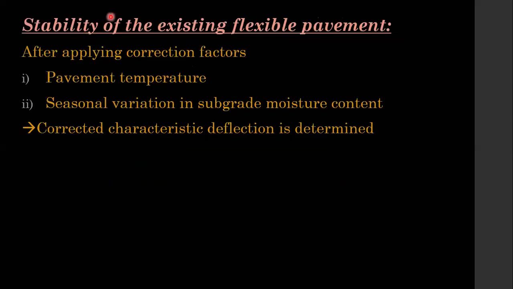How are you going to do it? This is the simple procedure. First, you will apply the corrections. In yesterday's class, you applied different types of correction. The first correction is pavement temperature. You check whether it is greater than 35 or less than 35 degrees Celsius. If it is greater than 35 degrees Celsius, negative correction. If it is less than 35 degrees Celsius, you apply a positive correction. Similarly, seasonal variation in the subgrade moisture content. For moisture also, you add the correction. You refer to the chart and give some suitable correction value.